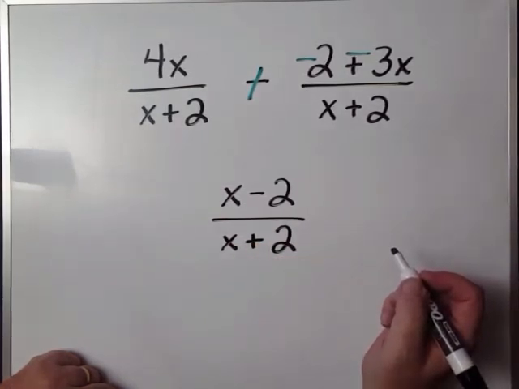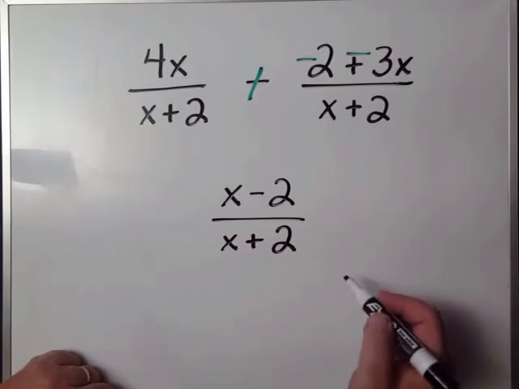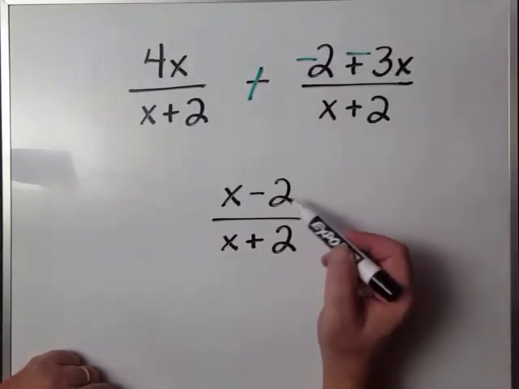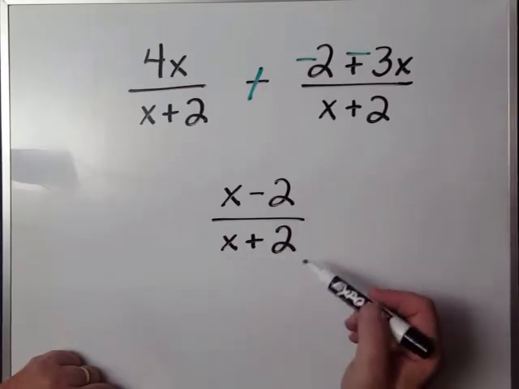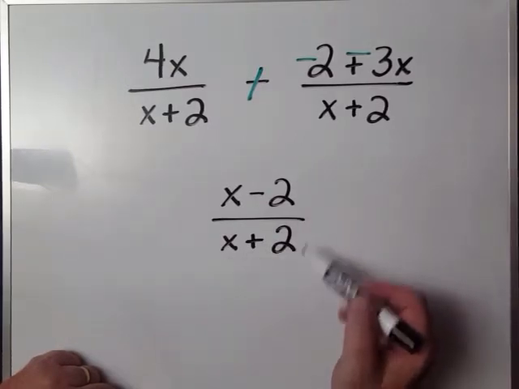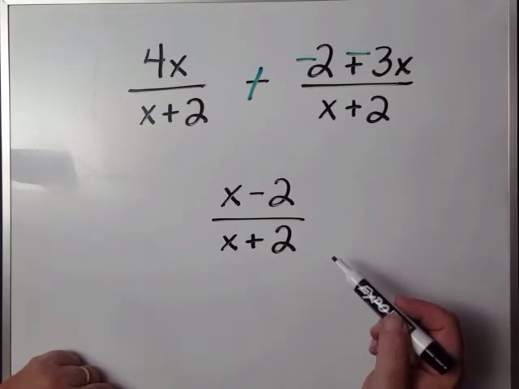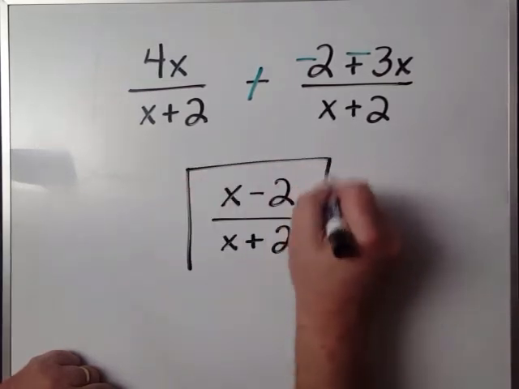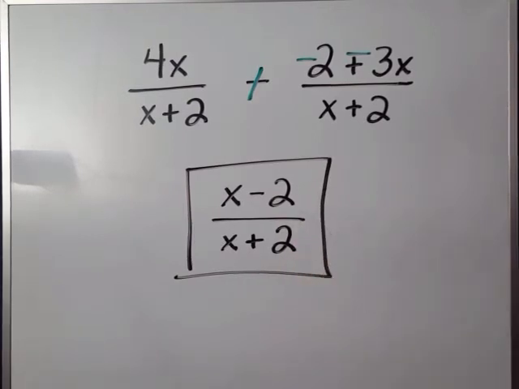Write that result over this common denominator and check for lowest terms. The only factor in the top is x minus 2. The only factor in the bottom is x plus 2. They don't match, nor are they opposites. And so this is in lowest terms. Those two factors really have nothing to do with each other. And so that is in lowest terms.